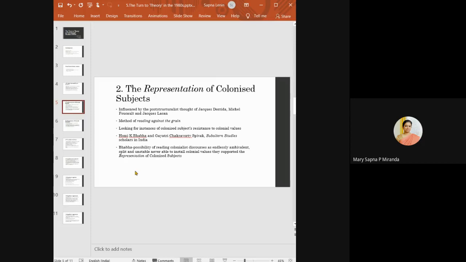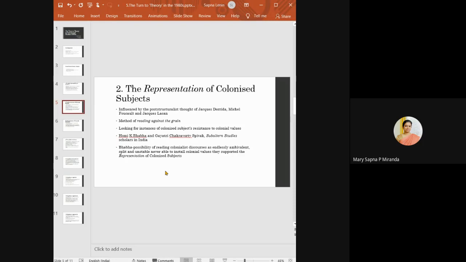So now Bhabha, what was he doing? He was reading colonial discourses as endlessly ambivalent, split and unstable, never able to instill the colonial values they supported, and he was looking at the representation of colonized subjects. So what is he saying? Bhabha is saying that apparently, on the surface, the text looks as if colonialism was a nice enterprise, and the people in the colonies listened to and obeyed whatever was imposed on them by the colonizers. But in reality, if you do a close reading of the text, it will show that these colonial discourses are ambivalent. Meaning it was not that clear.